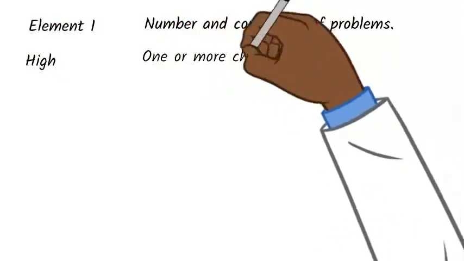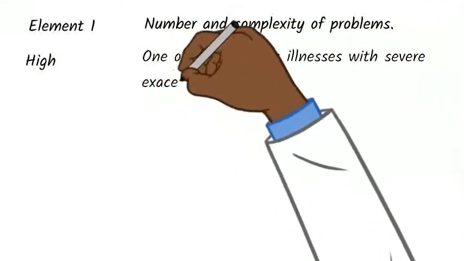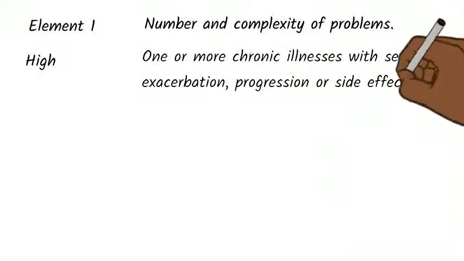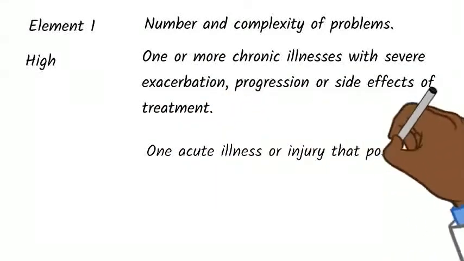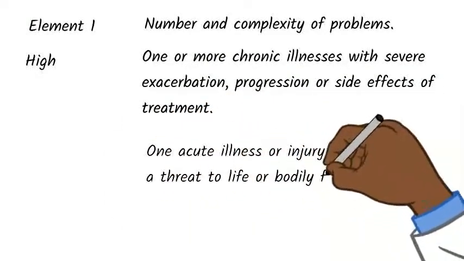Next is the high level. This is where there are 1 or more chronic illnesses with severe exacerbation, progression or side effects of treatment, or if there is 1 acute illness or injury that poses a threat to life or bodily function.